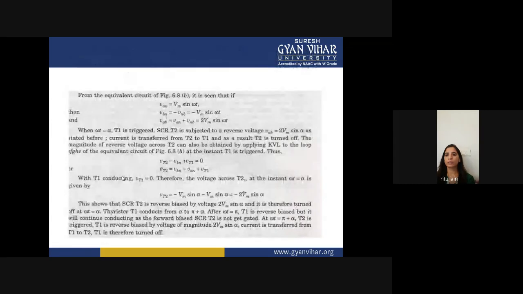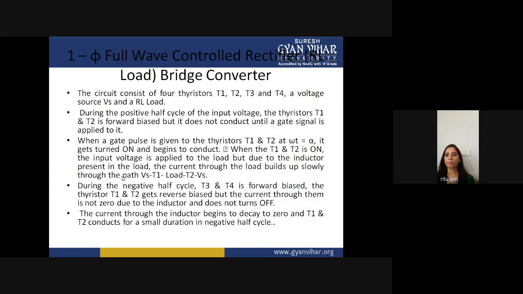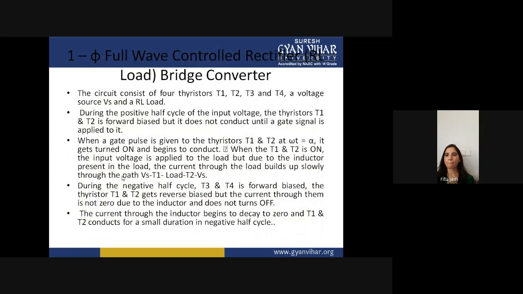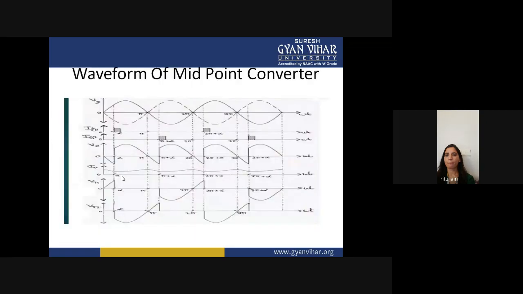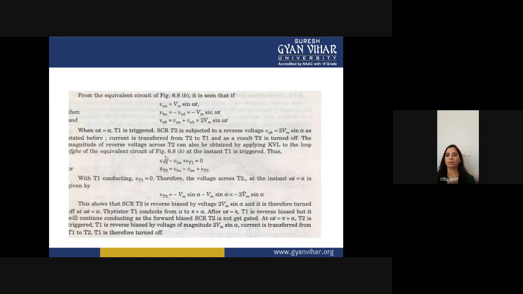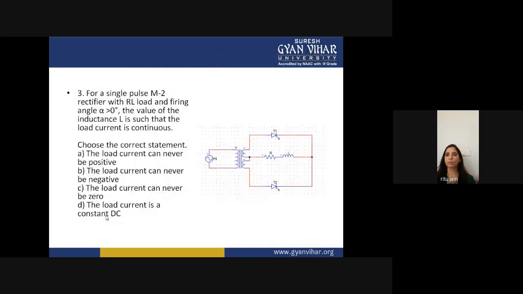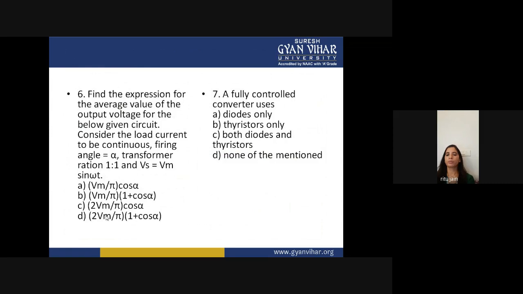You can see that for the midpoint converter, okay, it is not given here, but I'm telling you that when you solve this equation for the midpoint converter, you will get 2 Vm upon pi cos alpha. Now, a fully controlled converter uses thyristors only. There will be no diode if it is a fully controlled converter.